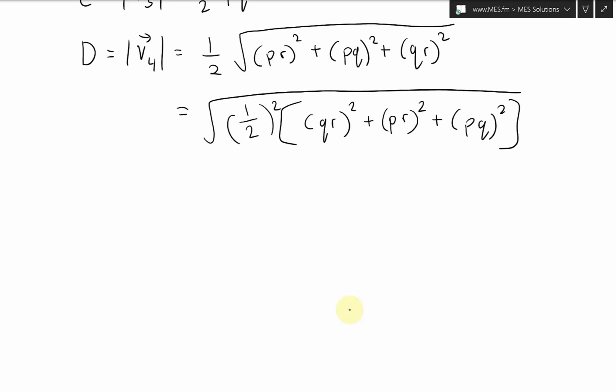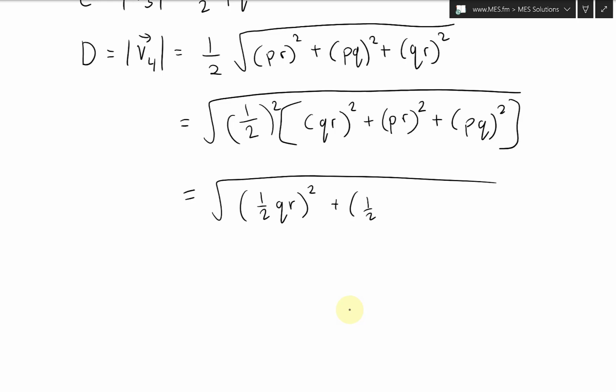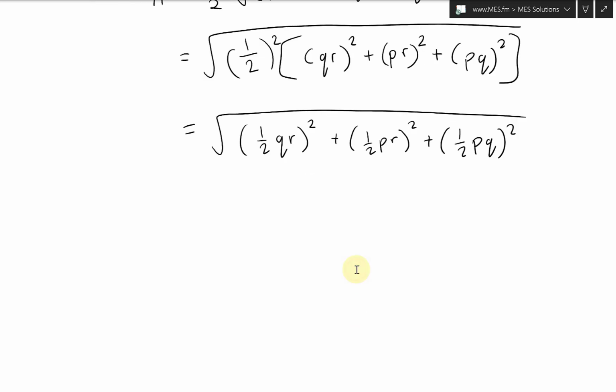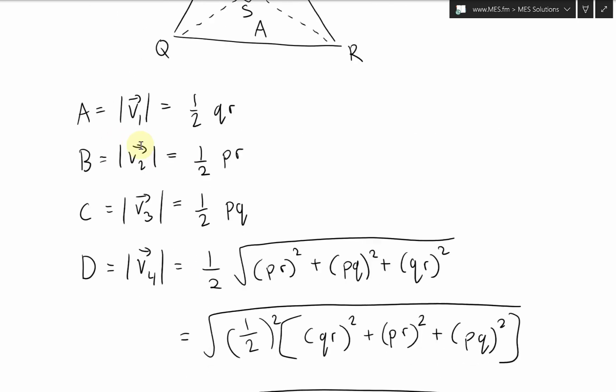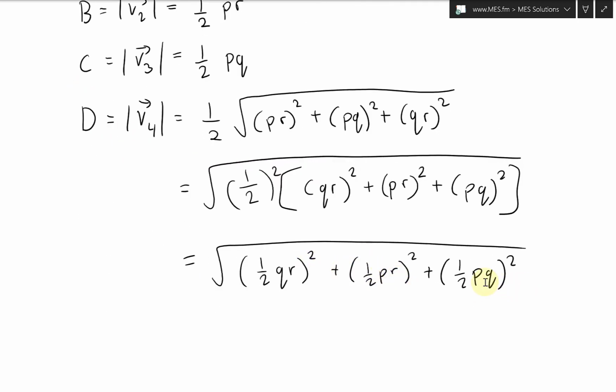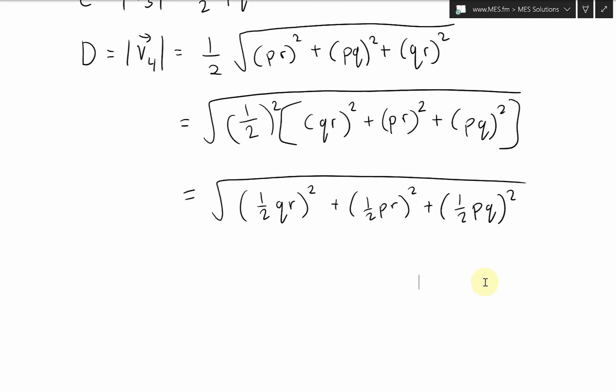All right, and just box this in. And yeah, put this 1/2 inside every single one. So again, a lot of this is just redundant, but it's pretty straightforward. So 1/2 QR all squared, and then 1/2 PR all squared, plus 1/2 PQ all squared, like that. In other words, this is just our A. This one is our B, this is our C, and all squared. And this is going to be our D. So basically this is D.